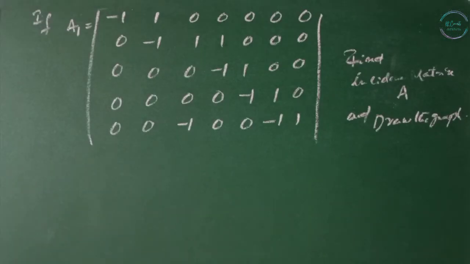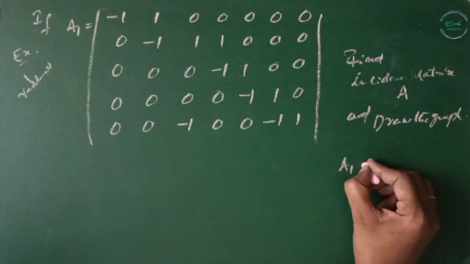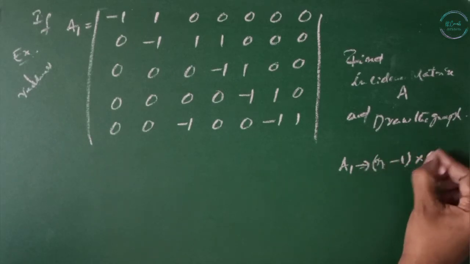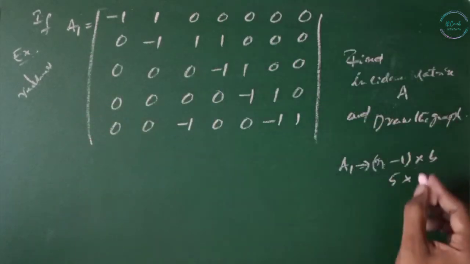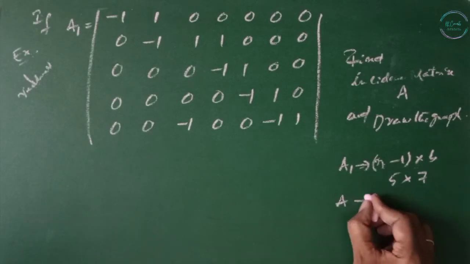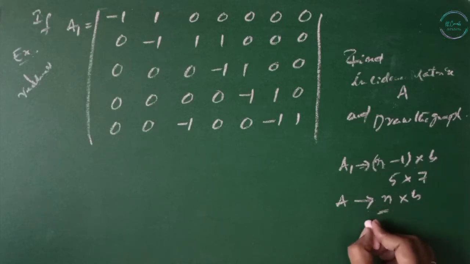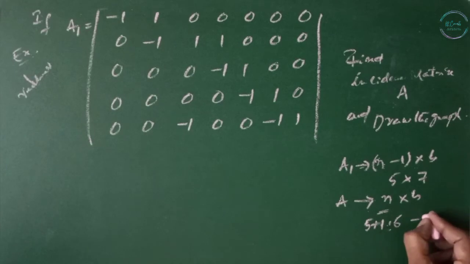Now let us try to solve this example. A1 is given and we need to find the incident matrix A and draw the graph. We know that the reduced incident matrix has the dimensions of n-1 cross B. Here n-1 is 5 and B is 7. So A must have one more row. That means A must have the dimensions of n cross B, that is 6 rows and 7 columns.